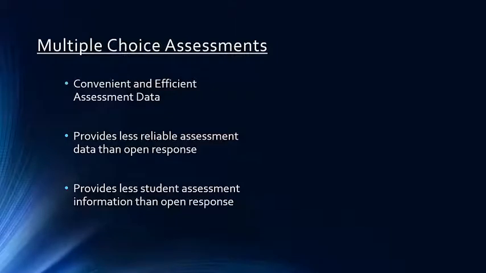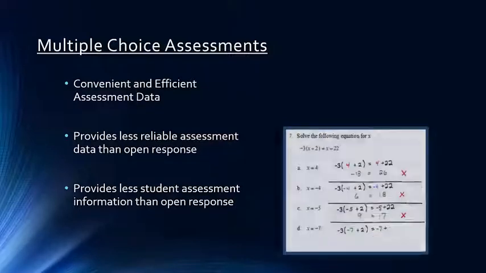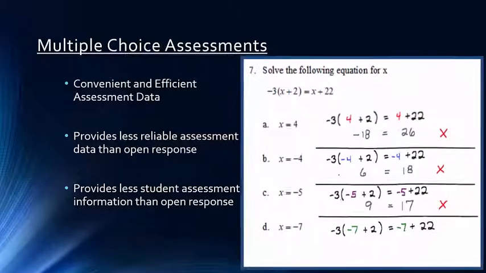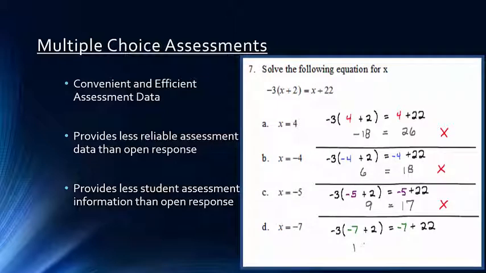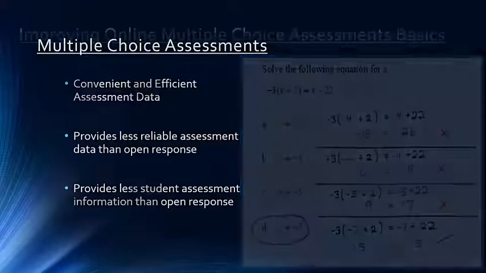They also provide less student assessment information than open response. We can't see the constructed solution or how the student arrived at the solution, especially when there may be multiple ways to solve the problem forward or backward from available answer choices. For example, we could substitute each of the potential answers for a variable x into an equation to determine the correct solution without ever having to solve the equation itself.